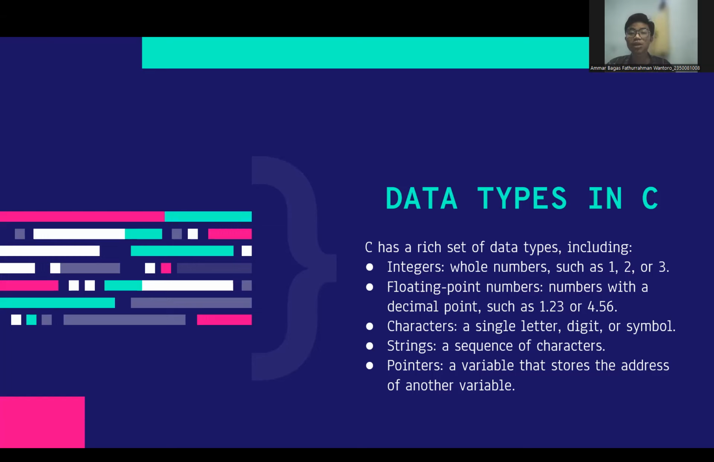And character represents a single letter, digit, or symbol. Character is represented by the char data type. And string represents a sequence of characters. Strings are represented by the char data type. So string is a lot of chars, like digit, digit, and then pointers represent the address of another variable. Pointers are represented by the int, integer data type.